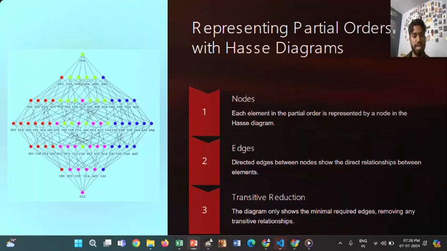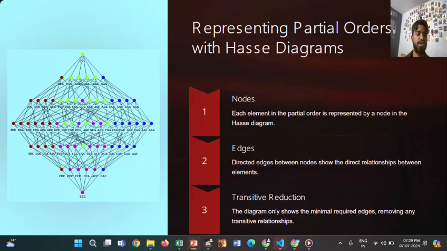Representing partial orders with Hasse diagrams. On the left of my screen, which is the right of your screen, we have the Hasse diagram. Here GGG is at the top of the hierarchy, along with GUG, UGG, GGU, GGA, AGG, GAG. These are the maximal elements. Going down to the minimal elements of the hierarchy, we have CCC, CUC, UCC, CCU, CCA, ACC, and GCC in the Hasse diagram, where we can represent the partial orders in a hierarchy.